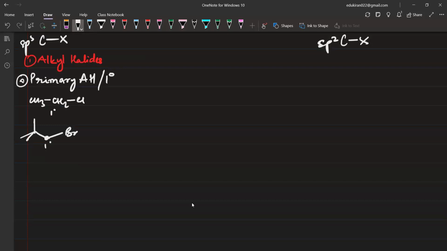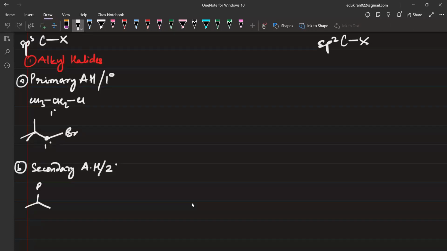Similarly, you can have secondary haloalkane, or we call it 2 degree. In 2 degree, you can have Br on a second degree carbon, or it will be something like this.